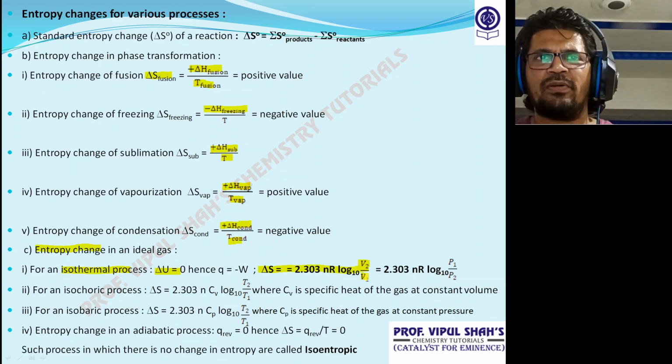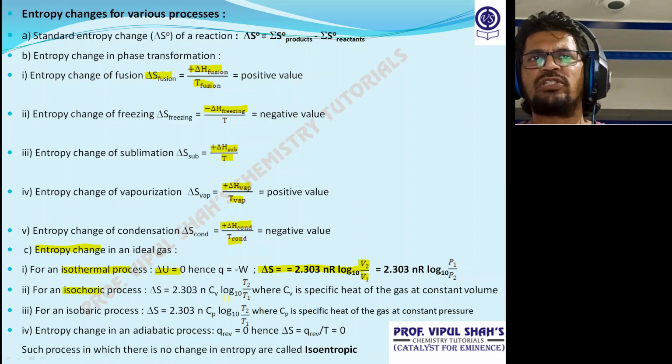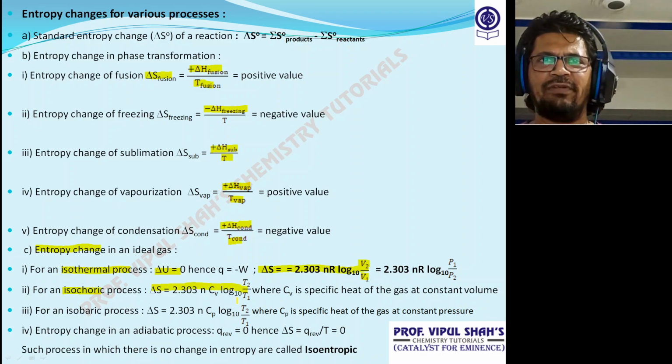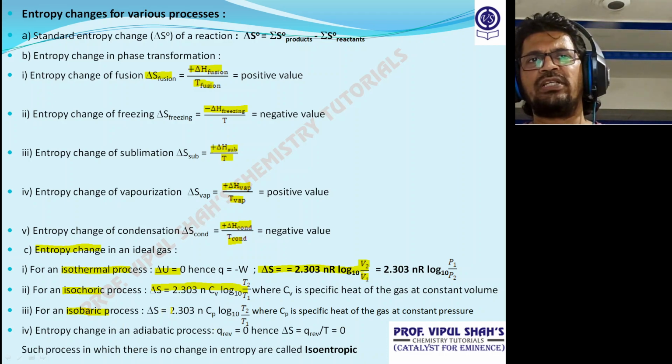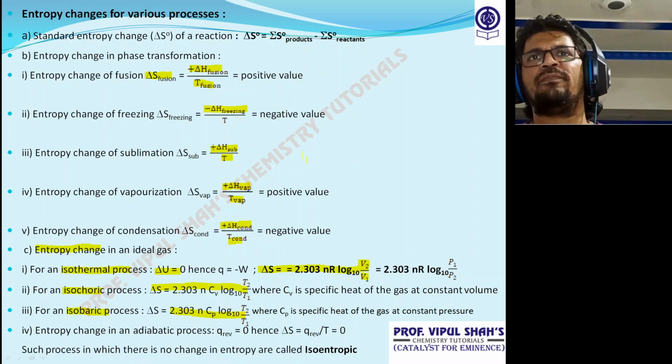Everybody clear? Okay. Same way for isochoric, where volume remains constant, delta S is 2.303 n Cv log of T2 by T1. And same way for isobaric, it will be 2.303 n Cp log of T2 by T1. Clear? That's one.